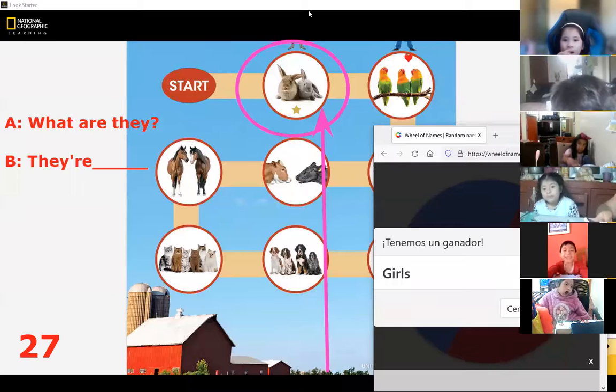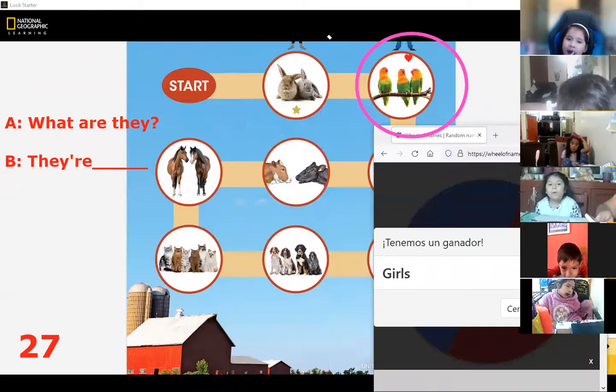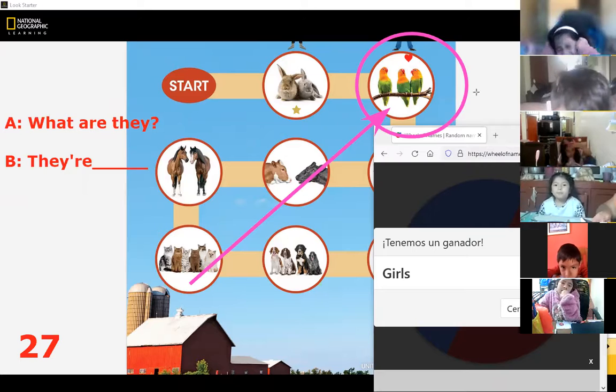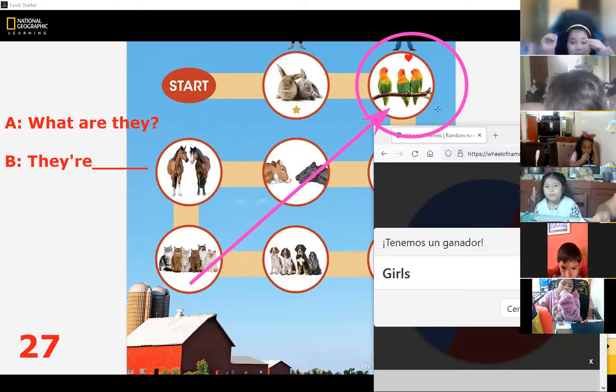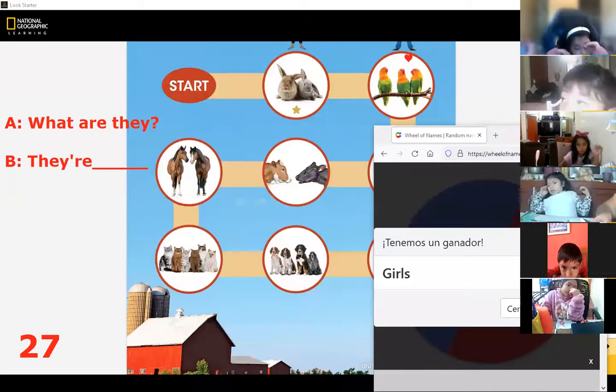Okay, Guadalupe, tell me, what are they? You have to answer, Guadalupe. They are birds or they are cats? Yes, yes, please. They are birds. Very good, Guadalupe. They are birds. Woo! Excellent. Now let's continue. With a spinner.